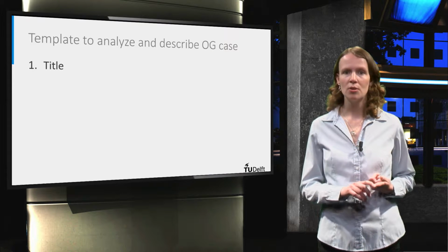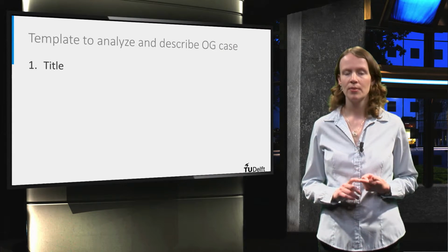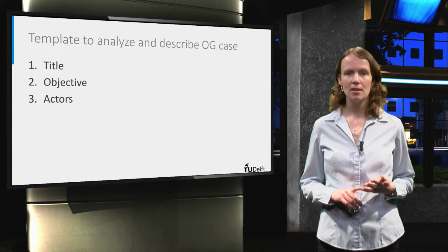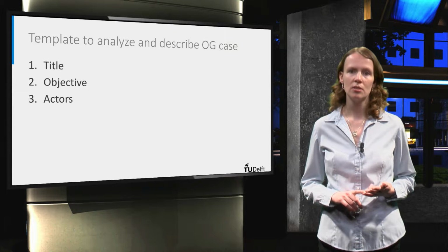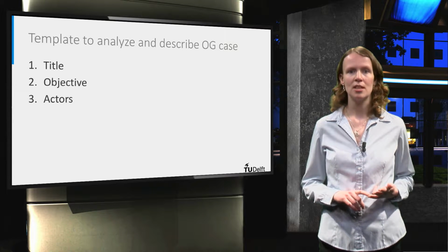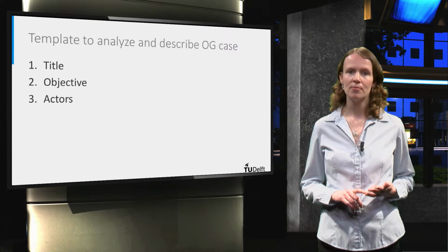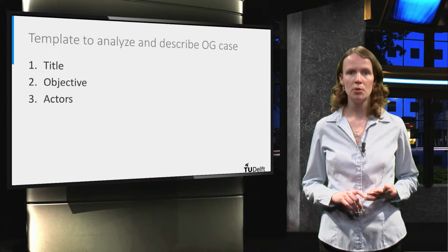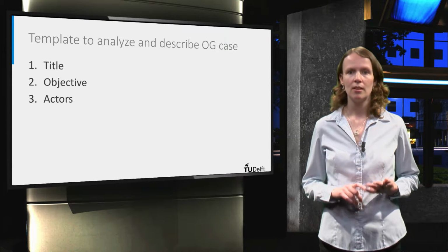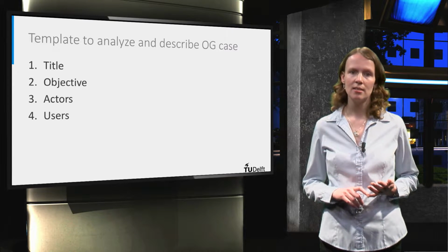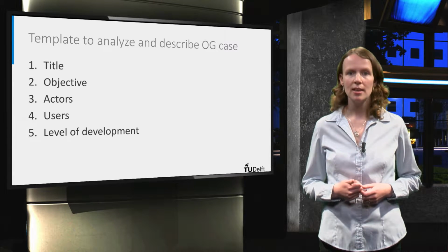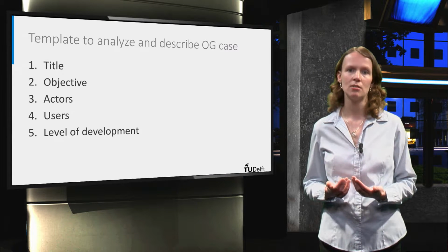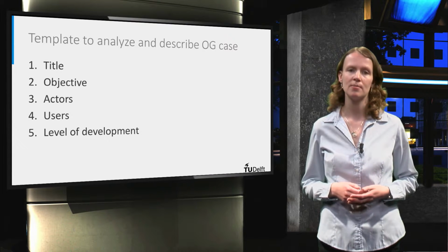First, the title of the open government case that you selected, the objective of the case, the actors involved in the case, including the primary and secondary stakeholders, such as the involved governmental organization or the involved data users. The stakeholder theory basics provided in video 1.4 should help you with the analysis. The number of users targeted in the case, the level of development of the case, for instance, is it in a startup phase, a design phase, an implementation phase, or an operation and maintenance phase.